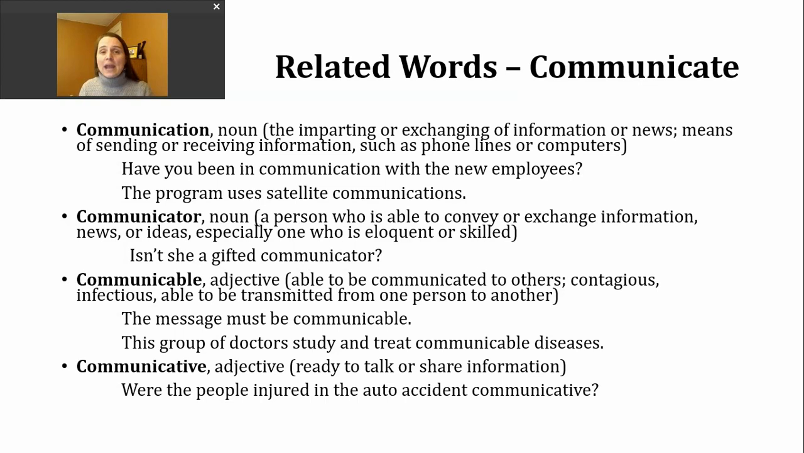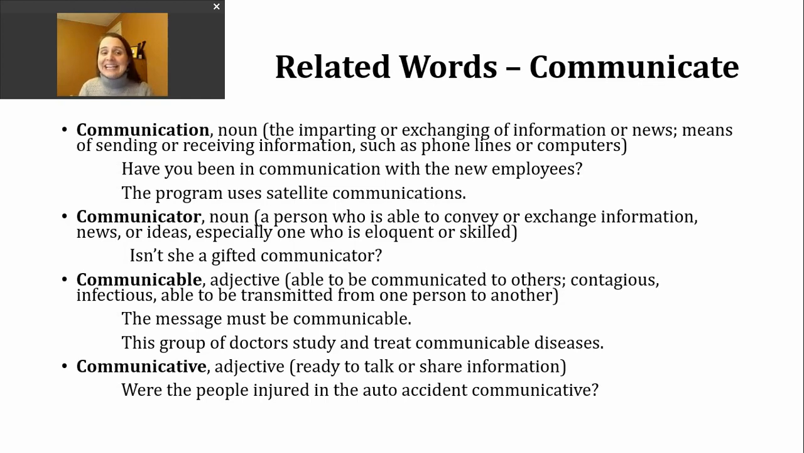A second way to use the noun communication is to mean the means of sending or receiving information. So here it could be a reference to phone lines or computers. Or here's another example. The program uses satellite communications. So again, we're describing the way in which information is sent or received.